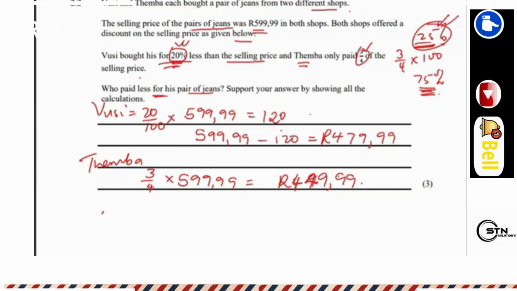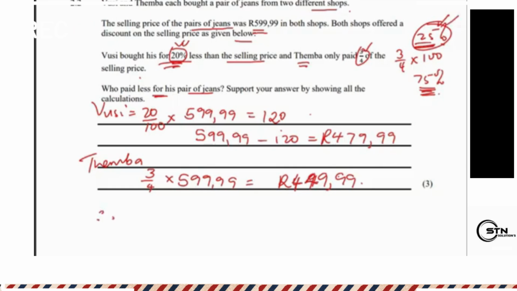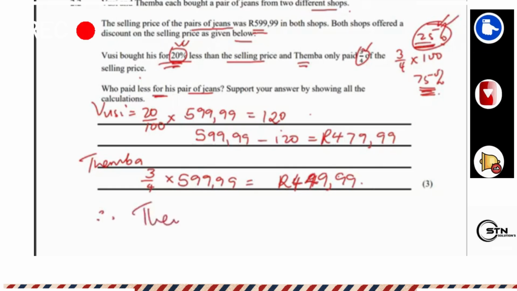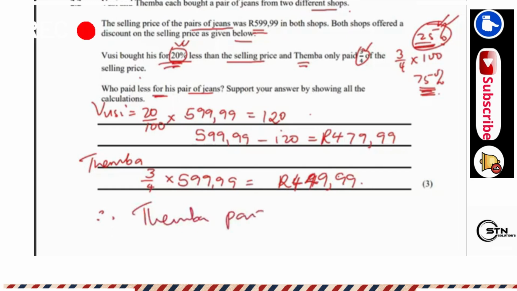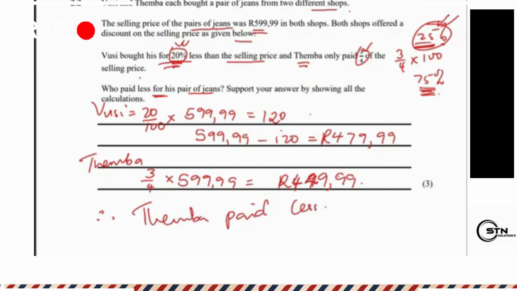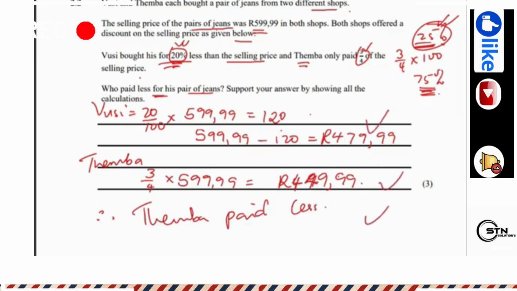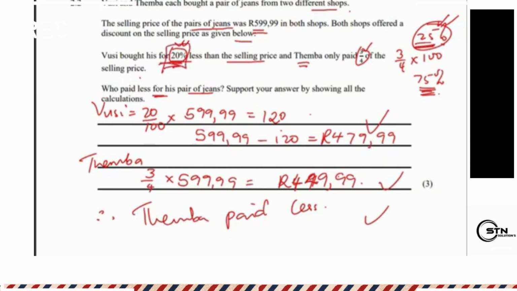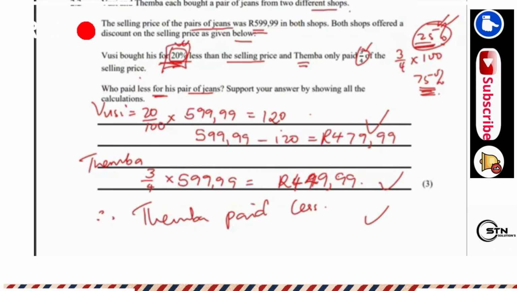Then draw the conclusion, because the question was asking who paid less for the jeans. Therefore, Temba paid less. Okay, so you could get a mark for that, and then a mark for the conclusion. Still, even if you went the route of the percentages to see who got the biggest discount, that would also be a better option.